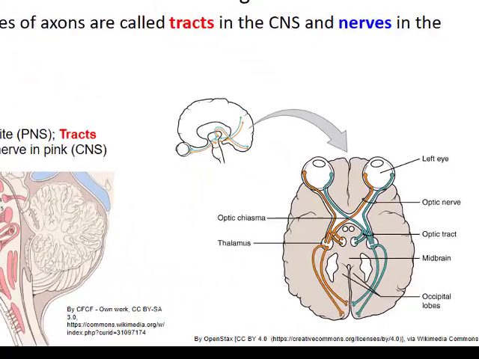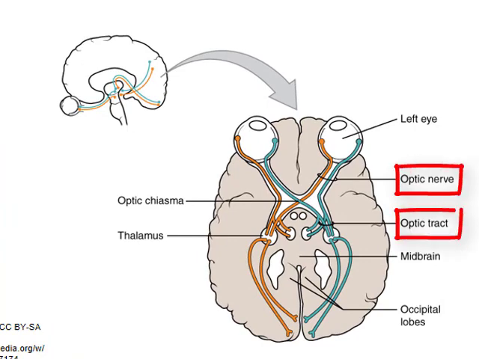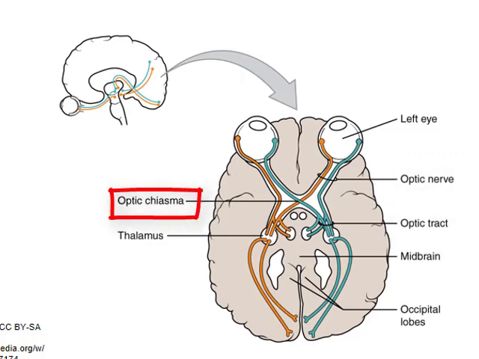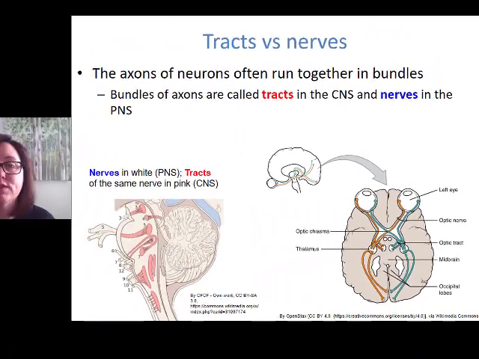Another example would be the optic nerve and the optic tract. So the optic nerve carries action potentials from your eyeball towards your brain. At a structure called the optic chiasma, the right and left optic nerve meet, and then some information crosses over from right to left and left to right. But at that point, these axons enter into the brain where they're now called optic tracts. So nerves are in the peripheral nervous system and tracts are in the central nervous system.